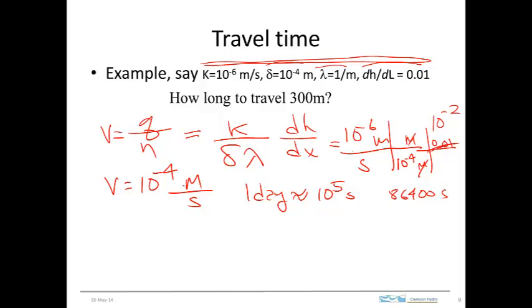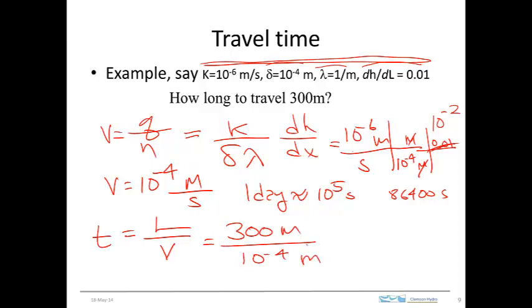We can go ahead and complete the calculation by saying that the travel time is equal to the distance traveled divided by the average velocity. So that's 300 meters divided by 10 to the minus 4 meters per second. The meters cancel, and that's going to give us 3 times 10 to the 6th seconds, and that's just about 1 month. So that's the time that it takes for water to travel 300 meters in this fractured rock.